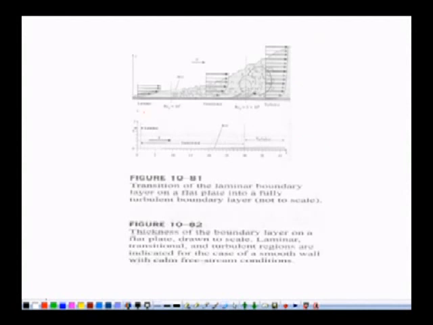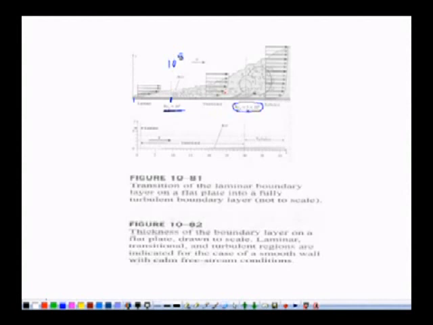Now this is the figure which shows what happens to the boundary layer when the length of the plate is large enough. Since Reynolds number is defined as rho v x divided by mu, when x is less, then we have a laminar boundary layer. Up to this point we have a laminar boundary layer, and generally when Rex is equal to 10 raised to 5, up to this point we have the laminar boundary layer.